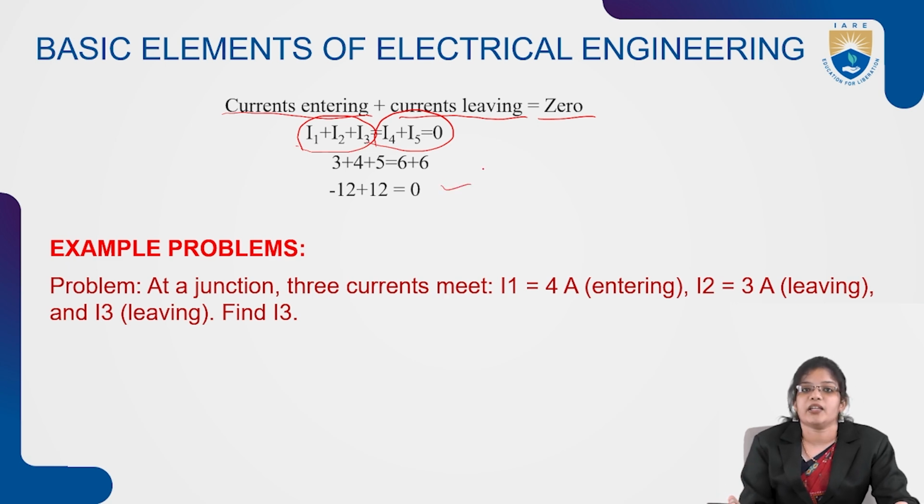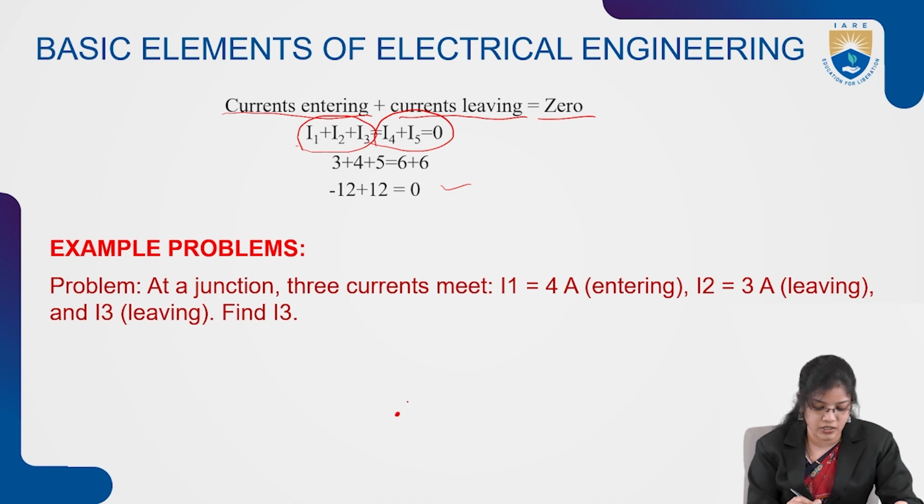If we take one example to solve using Kirchhoff current law, what is the example problem? At a junction, three currents meet. Here is a junction having three currents. I1 is entering the junction and is taken as 4 amperes. I2 is leaving the junction and is taken as 3 amperes. We have to find I3, which is leaving the junction.